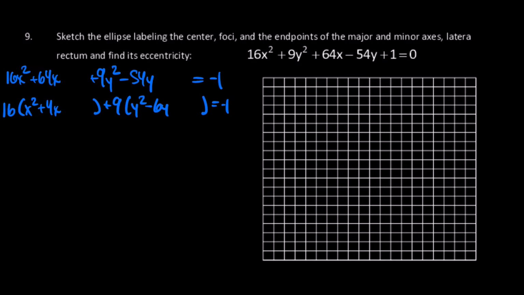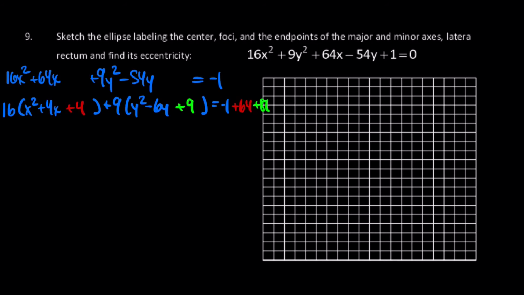So if I complete the square with the x's, half of 4 is 2. 2 squared is 4. But remember, you're not really adding 4. You're adding 16 times 4, 64 to both sides. So over here, I'm going to add 64. Complete the square on the y's. Half of 6 is 3. 3 squared is 9. Adding 9, but you're not really adding 9. You're adding 9 times 9, or 81. So I have to add 81 to the other side.